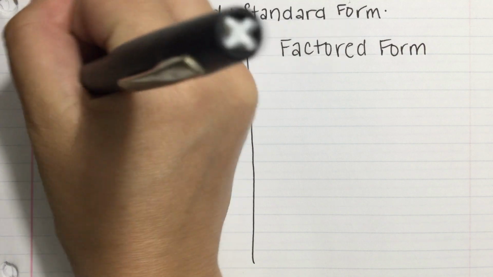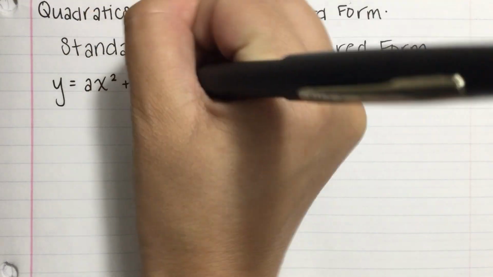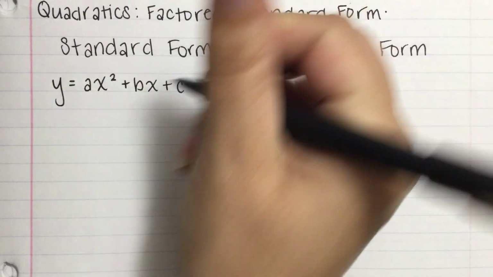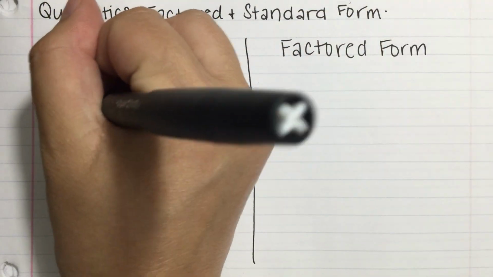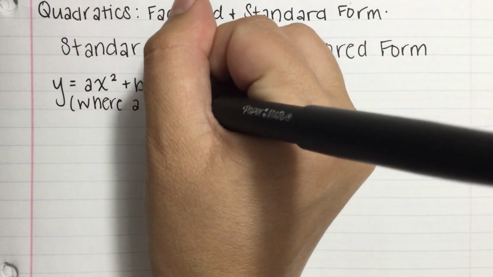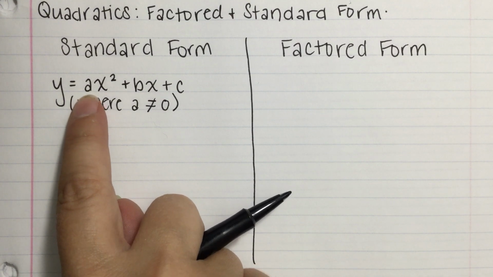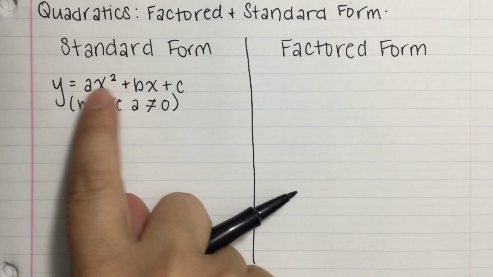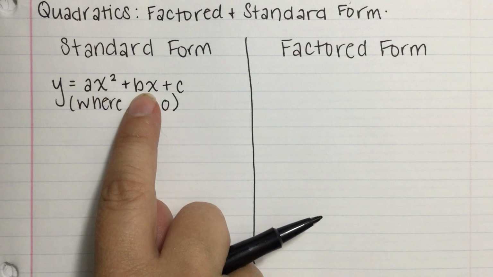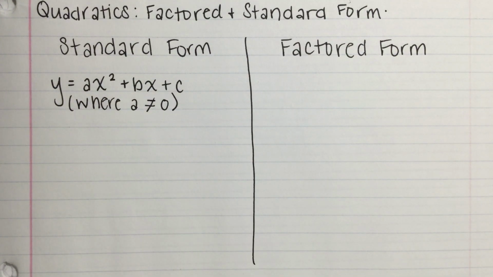The standard form of a quadratic function is y equals ax squared plus bx plus c, where a is not equal to 0. The reason a can't be equal to 0 is if you have a 0 right here, that essentially gets rid of the x squared value and makes it a linear function. So a is never allowed to be 0.